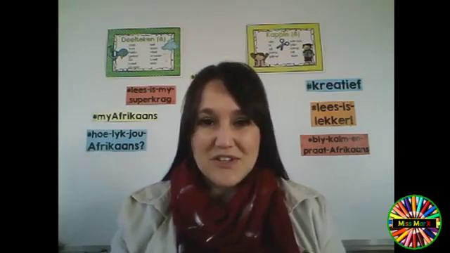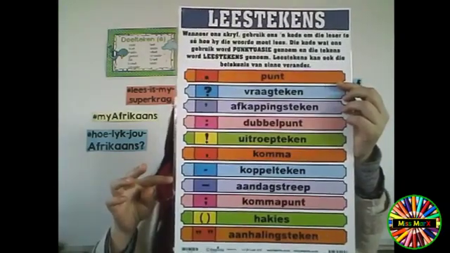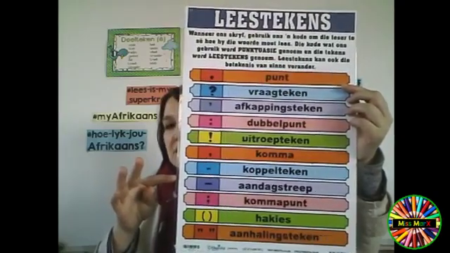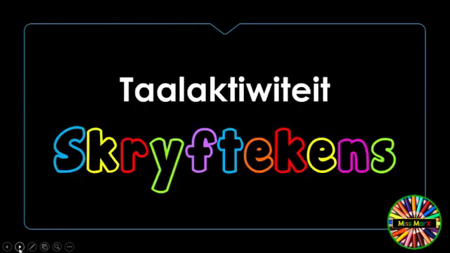Now, you might be familiar with full stops, commas, quotation marks, exclamation marks, question marks, because all of that falls under punctuation. And we have exactly the same in Afrikaans. This is the poster in class that reminds us of all the leestekens we use in Afrikaans. Without skryftekens, we will not be able to spell certain words correctly. So, let's take a look at 3 different skryftekens that you will encounter in grade 5 in Afrikaans.